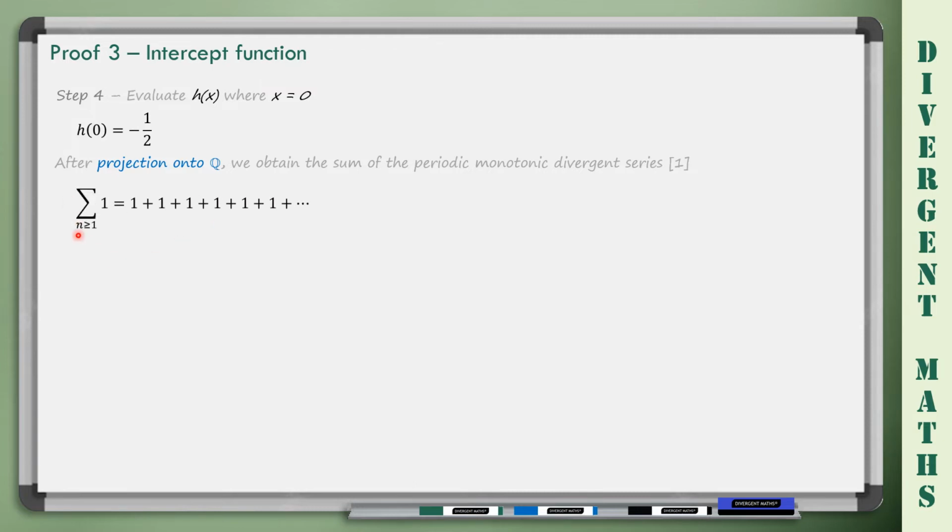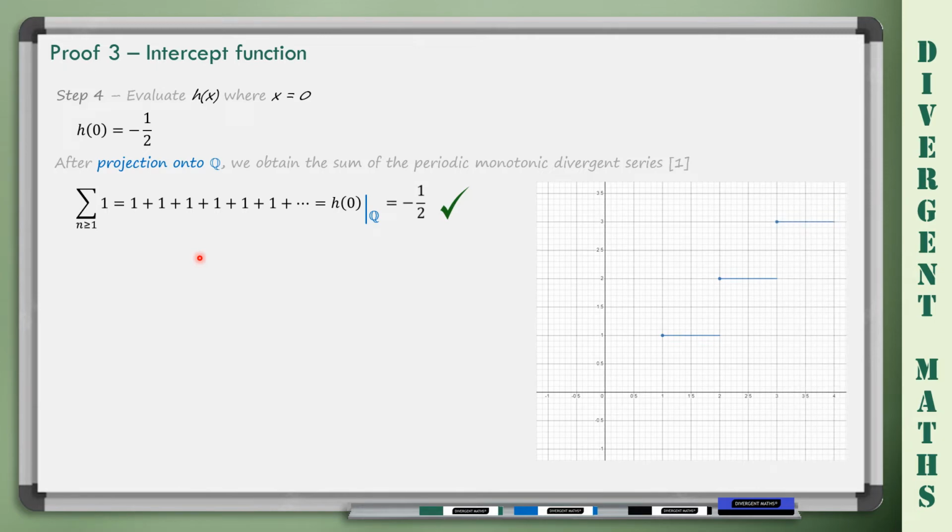So the sum from n equal 1 to infinity of 1, which is again in its expanded form 1 plus 1 plus 1 plus 1, etc., is equal to that intercept function at 0, which in other words is the intersection of the intercept function with the vertical axis. We project on Q. It's already a rational number, so projecting on Q doesn't make a difference in that case. We plug that in and it's equal to negative 1/2. All right.